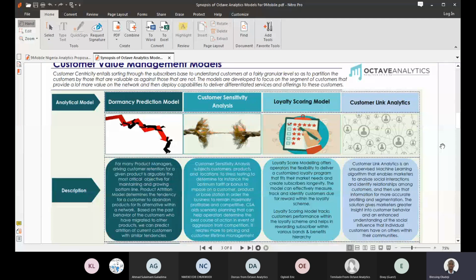No. So let me put that again. So customer link analytics. So at times you see some of those social media pages, they recommend people to you. They will tell you that you and this particular person, both of you have about 20 mutual friends, but both of you are not friends. So I'm a friend to like 20 different people. There's another guy, his name is Eric. He's a friend to like those 20 people, but I and Eric, we are not friends.